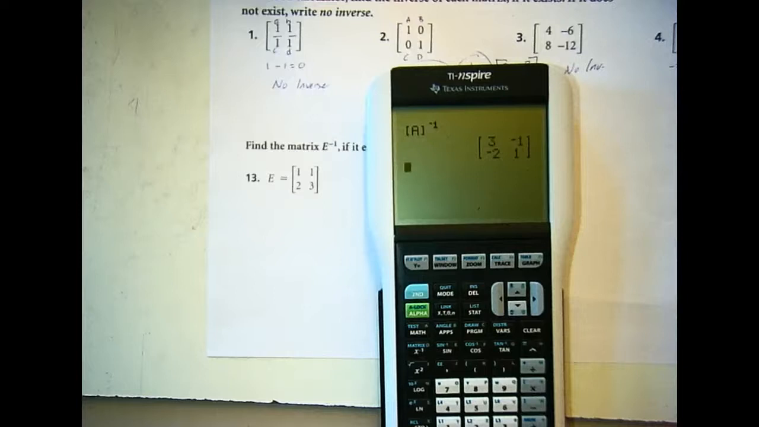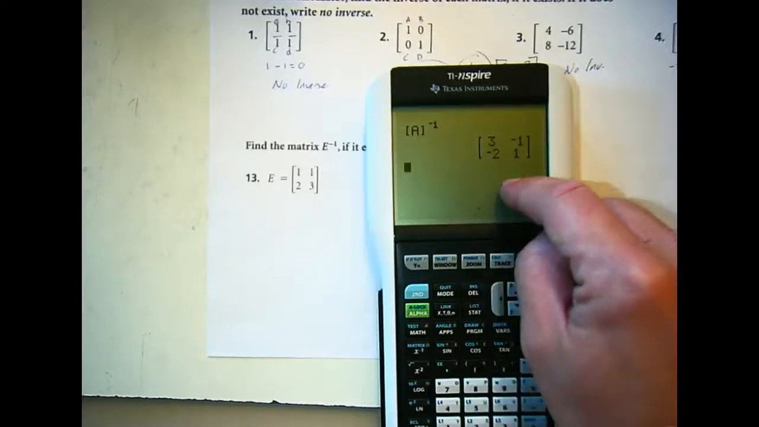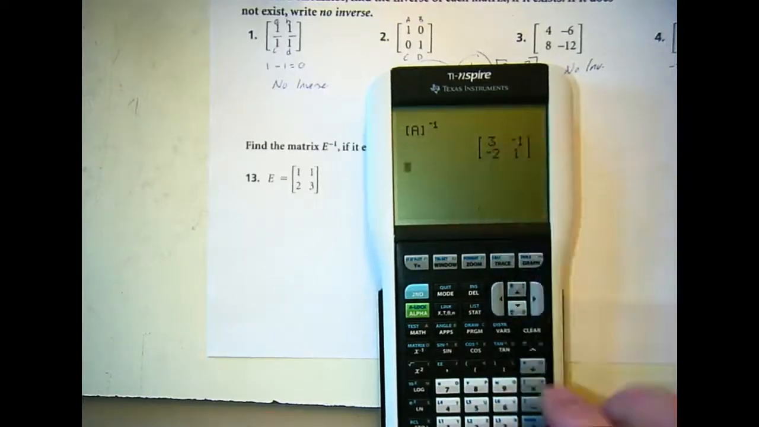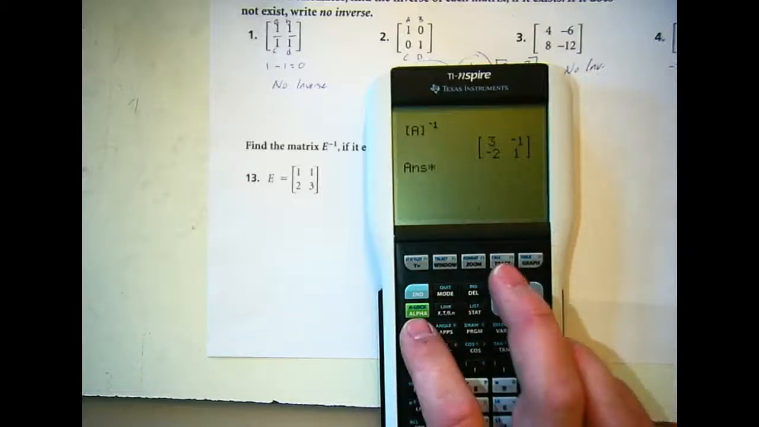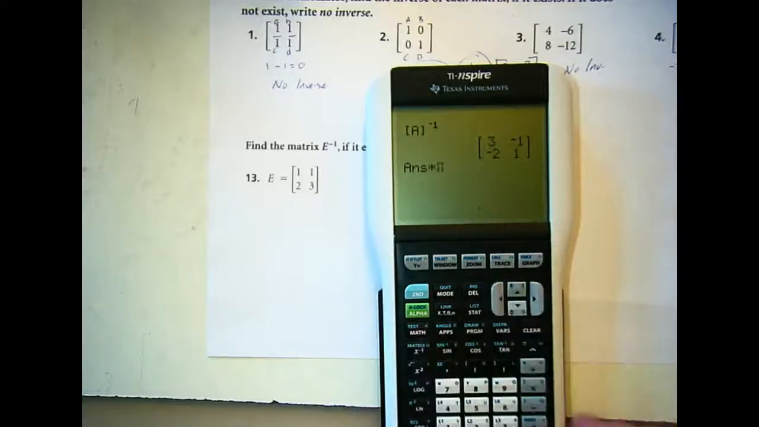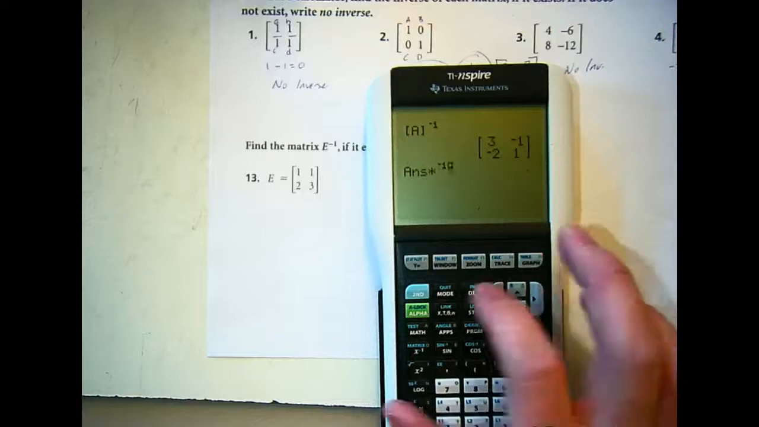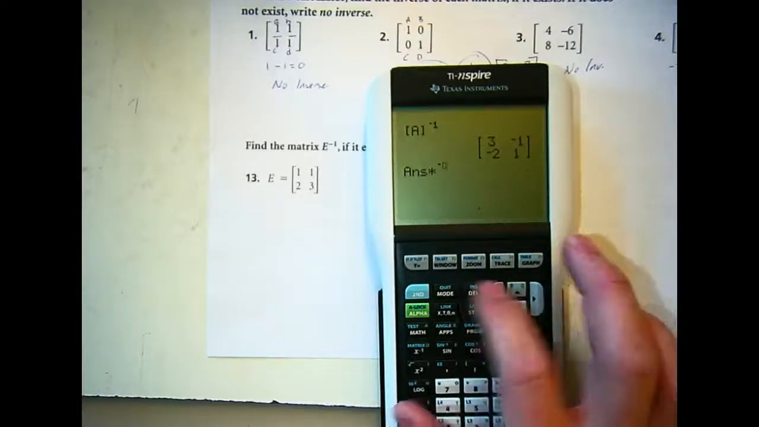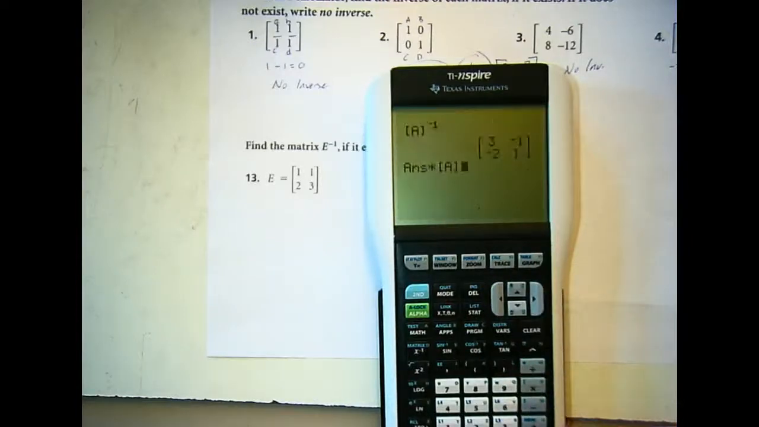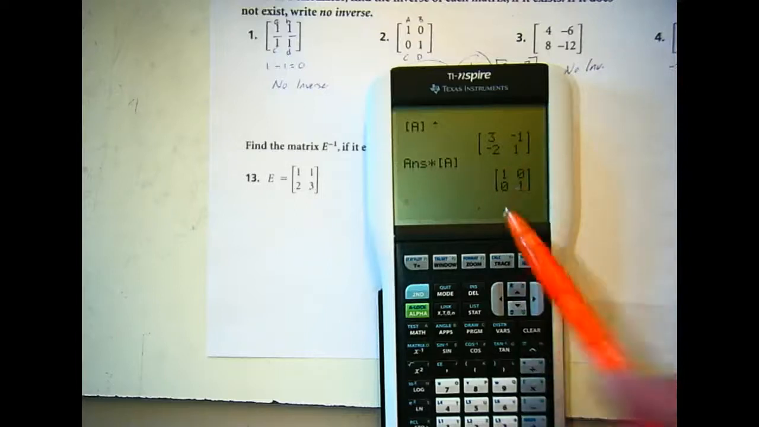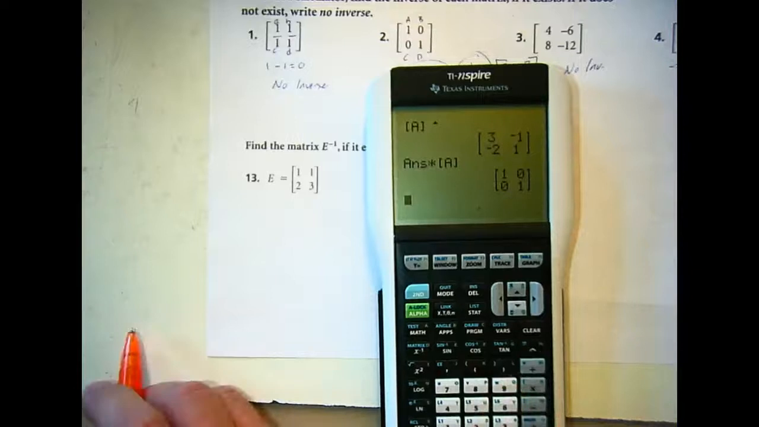In fact, if I take the inverse and I multiply it by, so if I just hit times, I should be able to now select matrix A. So if I go to matrix, second matrix, select A. What should it equal? The identity. 1, 0, 0, 1. Good. Should equal the identity. That's how you check. Or you can just do a root negative 1, which is just the inverse.